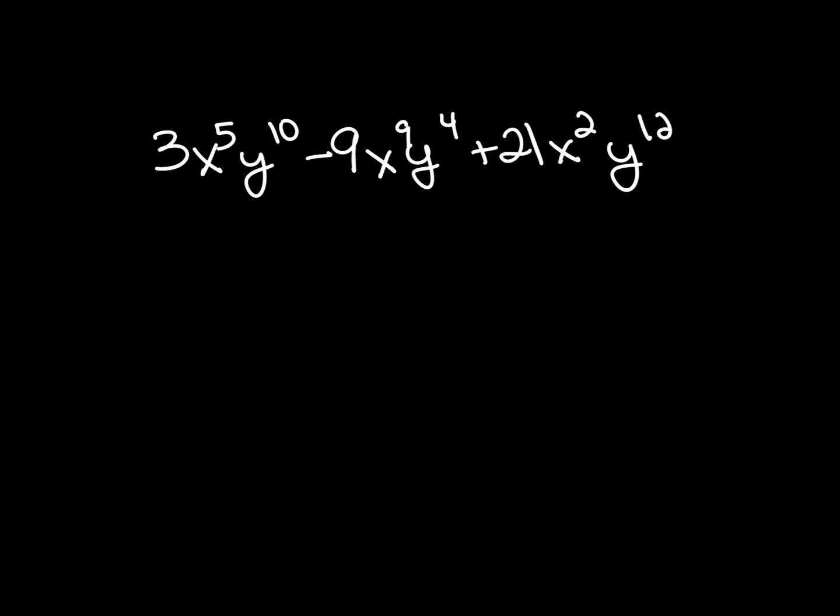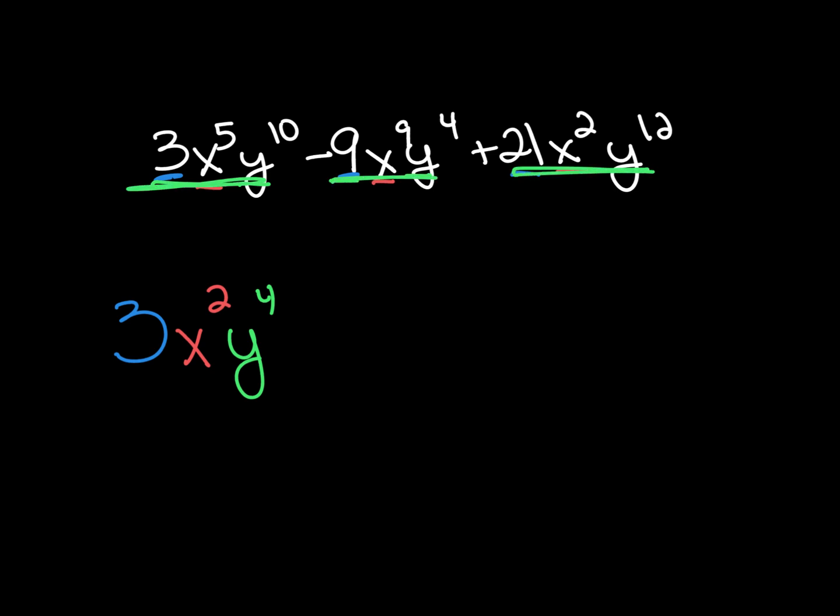Same thing here. We have several terms. I want to concentrate on the numbers first, 3, 9, and 21. We do have a 3 in common. We have x to the 5th, x to the 9th, and x squared. We're going to take the smallest one again. y to the 10th, y to the 4th, y to the 12th. I'm going to take the smallest one again. Then I am going to divide the original problem by my GCF and get the quotient of what's left.